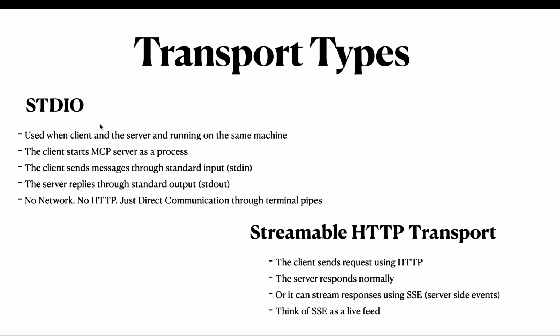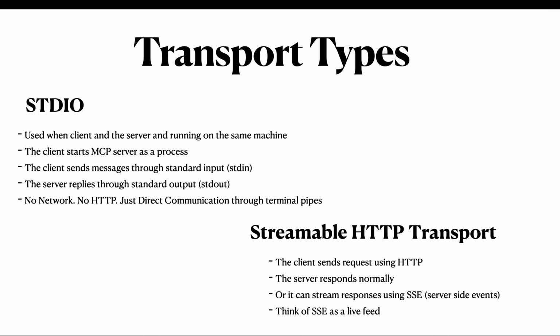So what is stdio? Think of this as being used when a client and server are running on the same machine. So you have one single machine and you want to run the client and the MCP server on the same machine. This is how it works. The client starts the server as a subprocess on the same machine. The client sends messages through standard input called stdin and the server replies through standard output called stdout. Therefore stdio, right? So basically they're talking directly through terminal pipes. There is no network, no HTTP, just direct communication.